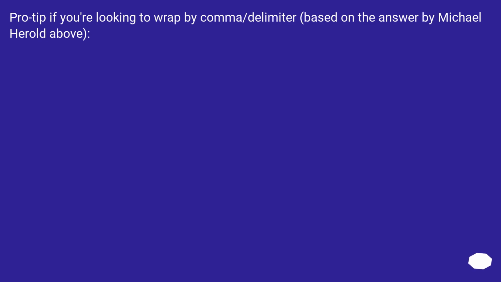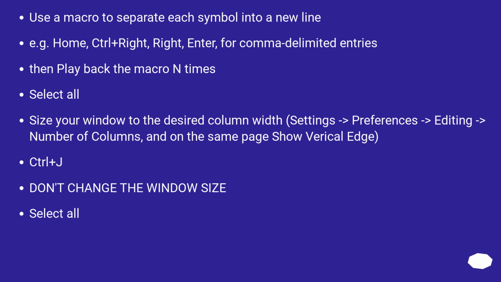Pro tip: if you're looking to wrap by comma or delimiter, based on the answer by Michael Herold above. Use a macro to separate each symbol into a new line. For example, Home, Ctrl+Right, Right, Enter, for comma-delimited entries. Then play back the macro n times. Select all. Size your window to the desired column width, Settings, Preferences, Editing, Number of Columns, and on the same page Show Vertical Edge.